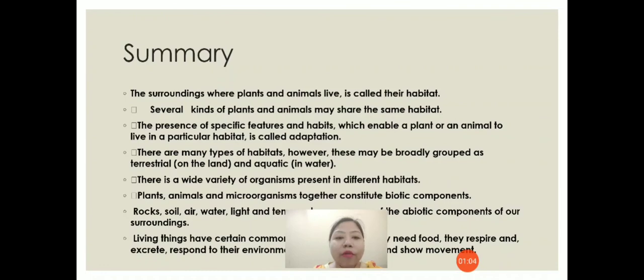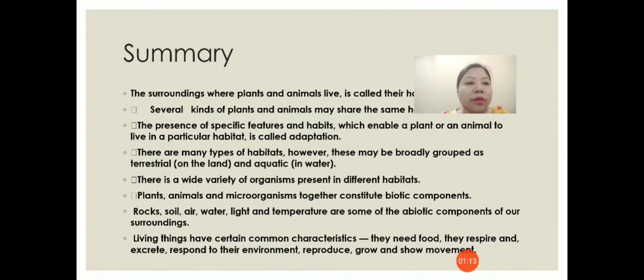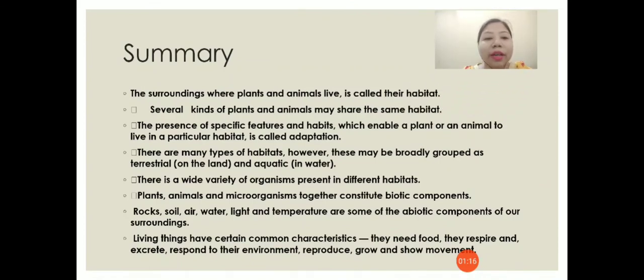Children, I hope that all of you have understood the chapter clearly. Now let us summarize what we have learned. We have learned that the surroundings where plants and animals live is called their habitat. Several kinds of plants and animals may share the same habitat. The presence of specific features and habits which enable a plant or an animal to live in a particular habitat is called adaptation. There are many types of habitats. However, these may be broadly grouped as terrestrial on the land and aquatic in water.